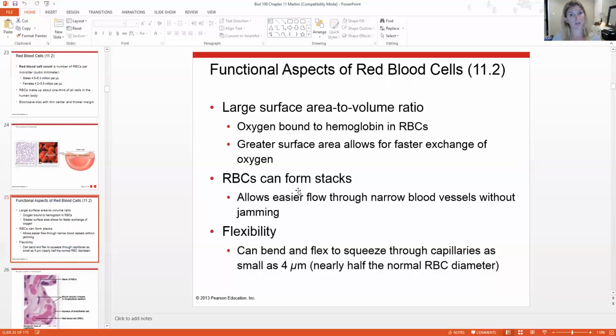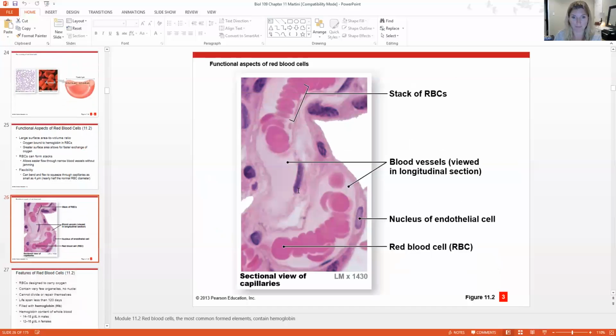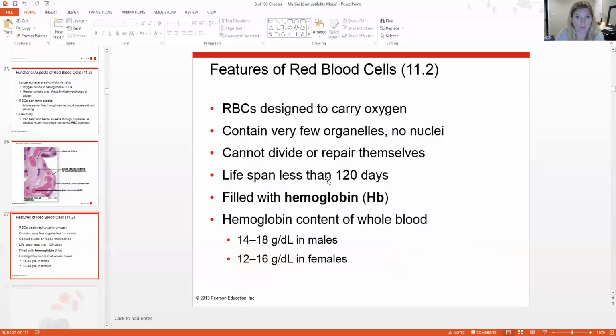They also have flexibility because of their shape and because of the fact that they don't have a nucleus, they're anucleate. They can kind of squeeze and squish through tight capillaries. Here you can see little stacks of them squeezing through blood vessels.